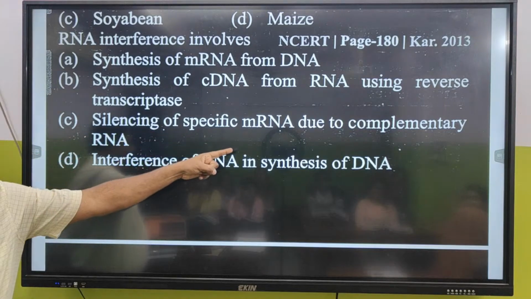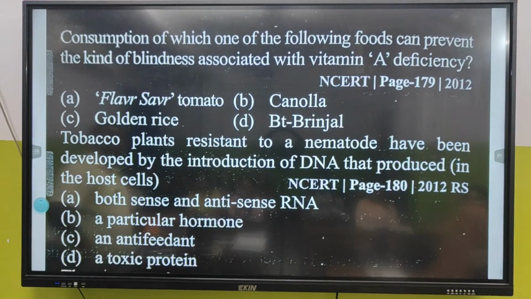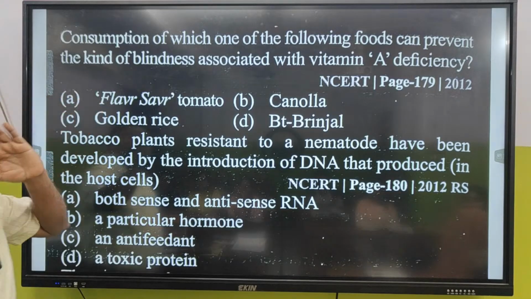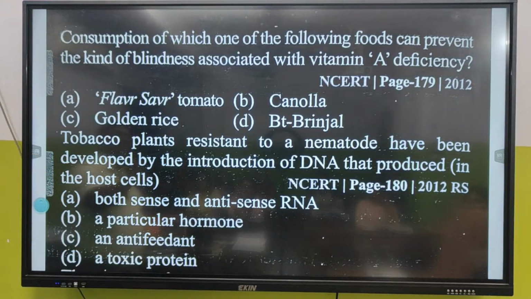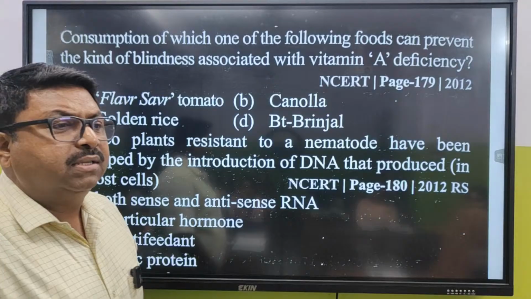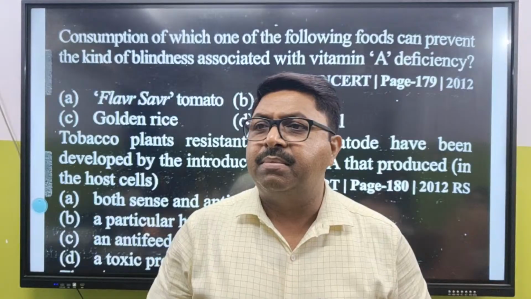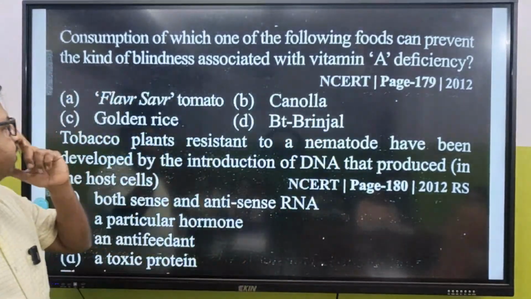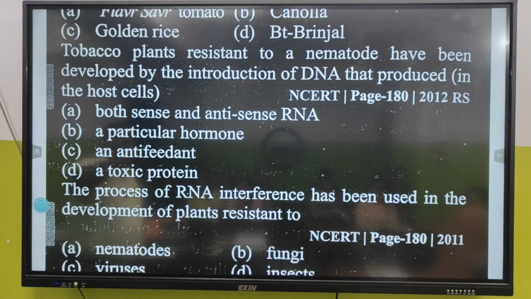Silencing of a specific mRNA due to its complementary... Consumption of which one of the following foods can prevent the kind of blindness? What is the blindness called? Tell me the other term for that. The other term for that is xerophthalmia. Night blindness.